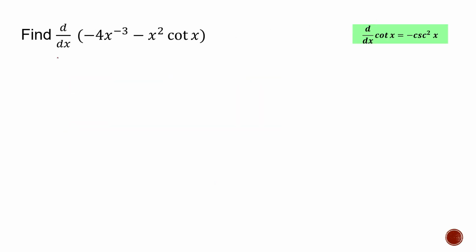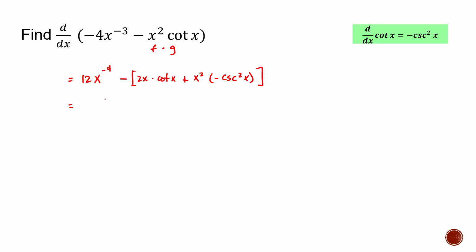All right, so let's answer this third example. The derivative of negative 4x to the negative 3 power is positive 12 x raised to negative 4. Negative 3 minus 1 is negative 4. And then minus. For this one, we will apply the product rule. That's x squared, which is our f, and cotangent x, which is our g. The derivative of f is 2x, and then g is cotangent x, plus x squared, then the derivative of cotangent is negative cosecant square x.